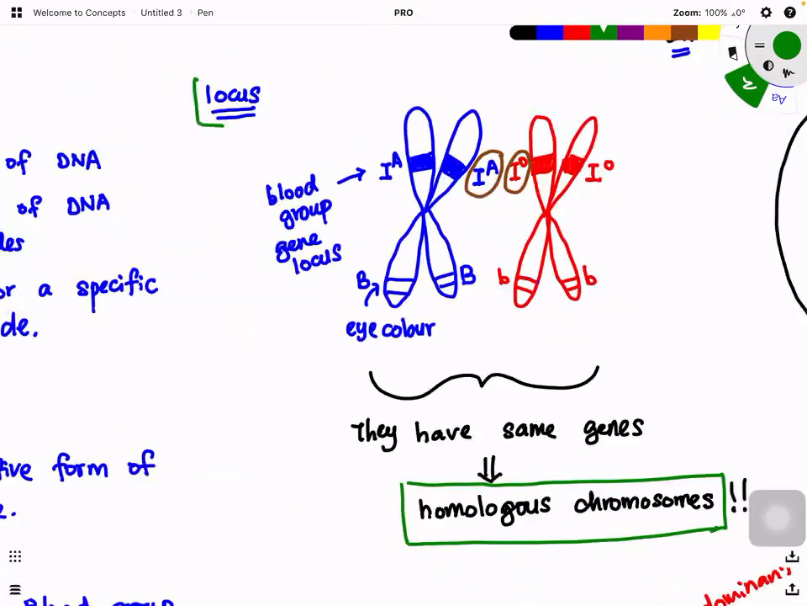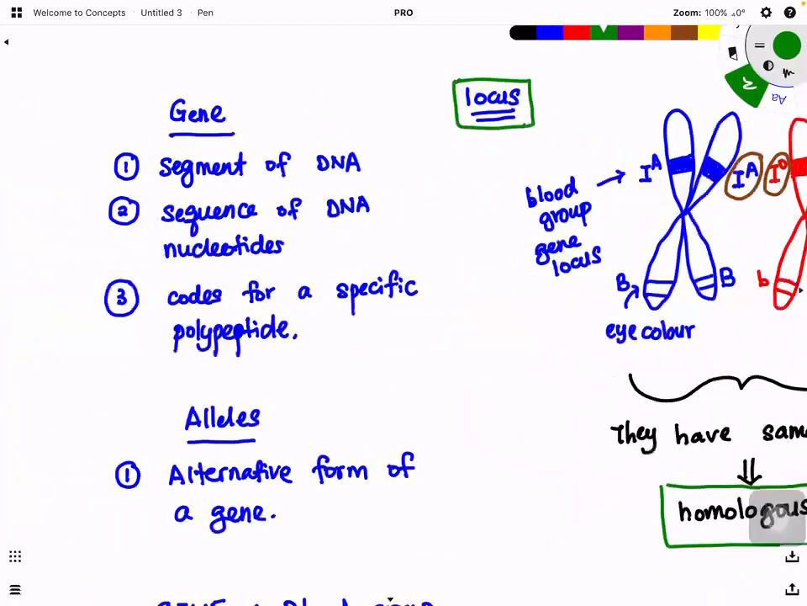Locus is basically something like your address, right? For example, someone asks you where you stay. Oh, I stay in condo A. Which floor? Which house, which unit? So you can imagine that a chromosome is something like a condominium. Each floor, each unit has a particular locus. Are you clear? So locus is basically the position of a gene.